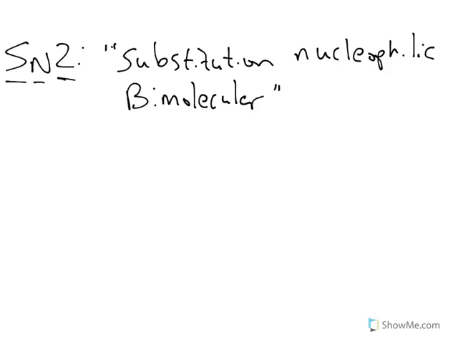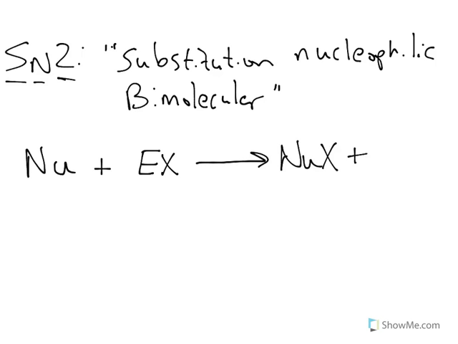In the SN2 reaction, we have something called a nucleophile, and we're going to give it the symbol Nu. It attacks something called an electrophile, E. E has a leaving group X, and what ends up happening in this reaction is we substitute. Nu gets X and E gets kicked out. So that is essentially the substitution process. We're substituting out E for Nu.